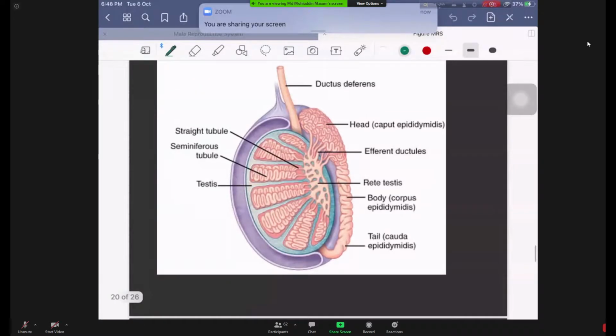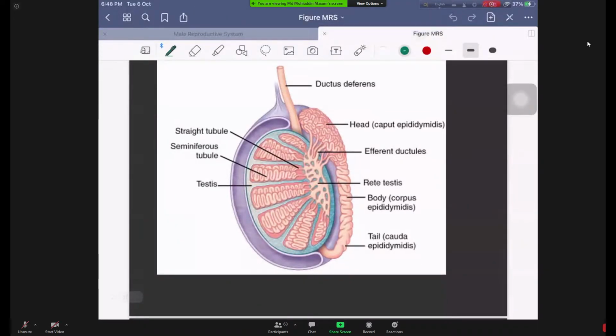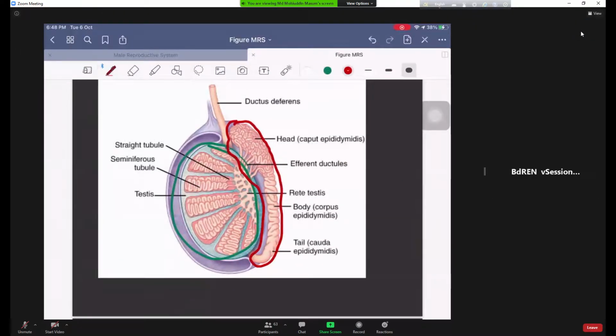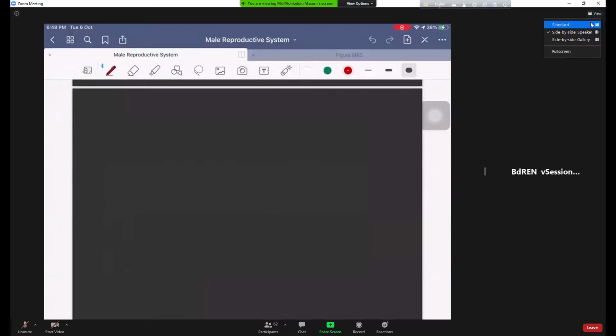So in the previous class, we discussed the details of the testis. After this segment, this was the testis. Now the next part is the epididymis. So this is the epididymis. Okay. So the epididymis, what does this mean?